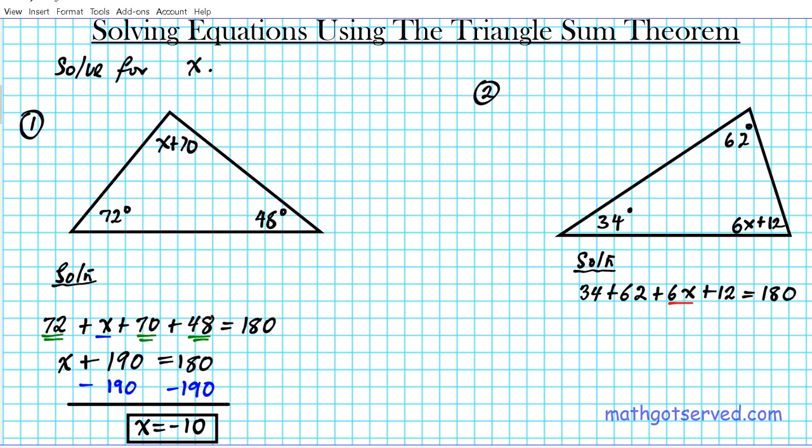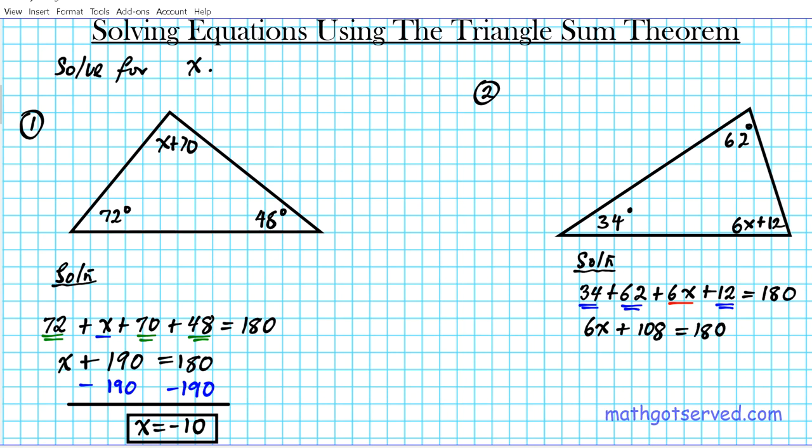We have only one variable term, 6x, and then we have 3 constants on the left side, 34, 62, and 12. So we just go ahead and combine those together. If we add those 3 constants together, that's going to give us 108. So 6x plus 108 is equal to 180.